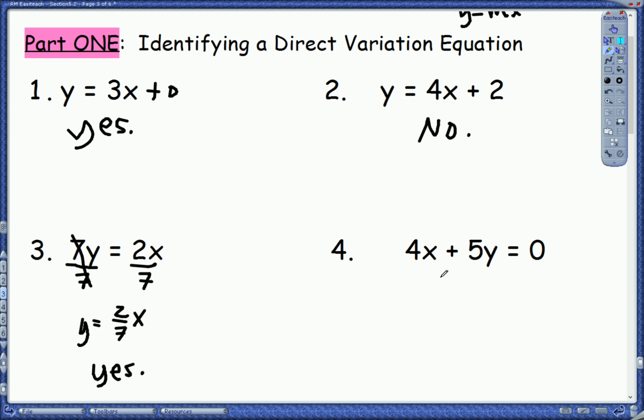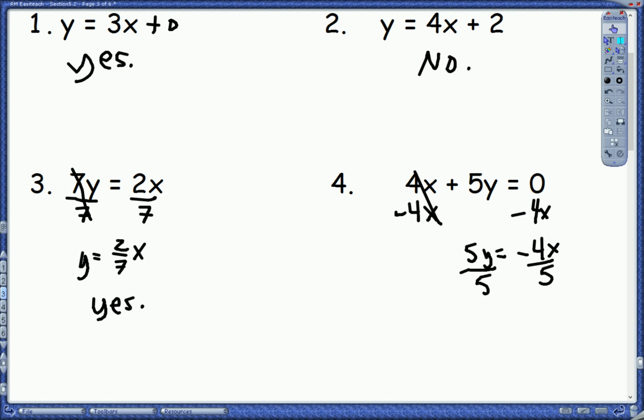Number 4, right, if I subtract 4x, because I want to get y by itself, I get 5y equals. Now I can write 0 minus 4x, but I actually want to write just negative 4x, because I don't need to put that 0 there. My last step will be to divide by 5. I will get y equals negative 4/5 x. My y-intercept is 0, so yes, this is a direct variation.